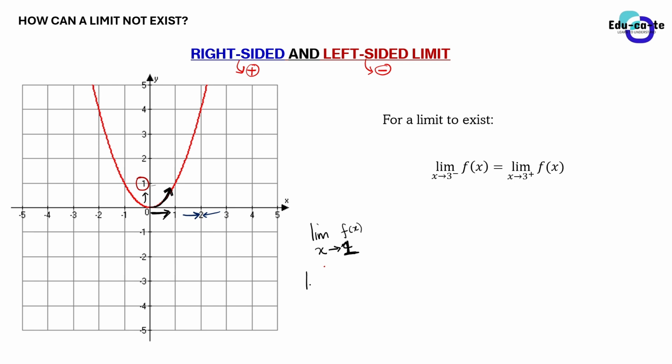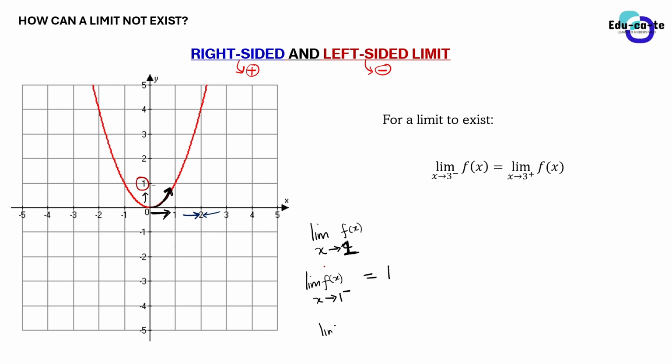So here we can say the limit of f of x as x approaches 1 from the left, which we write with a minus as the power, is equal to 1. It just means that as you approach 1 from the left, you get 1.